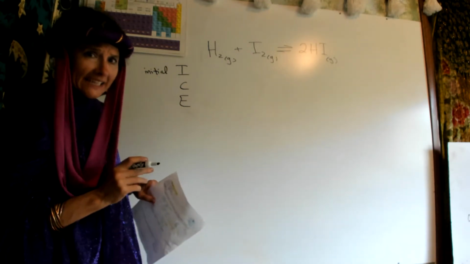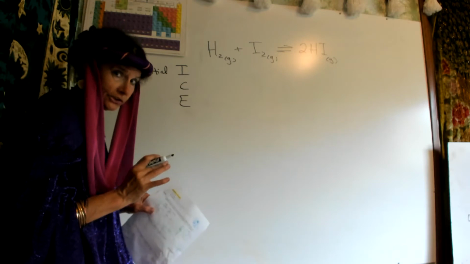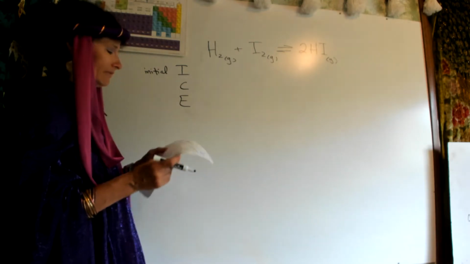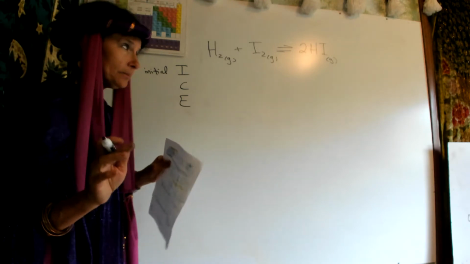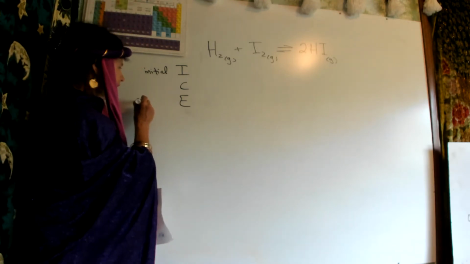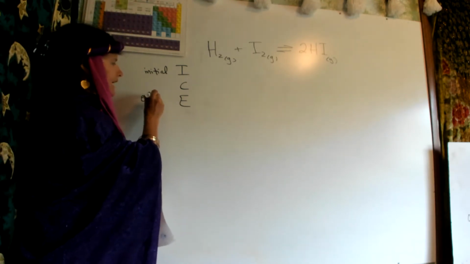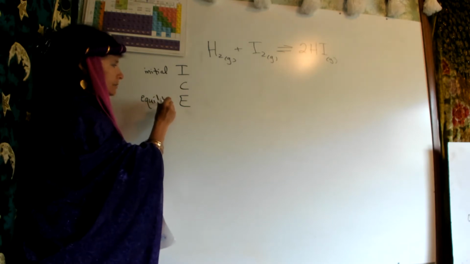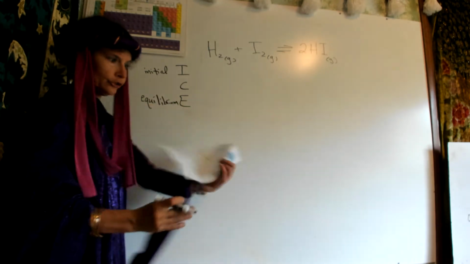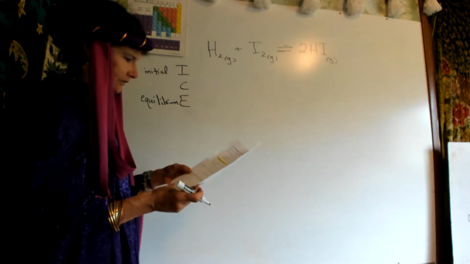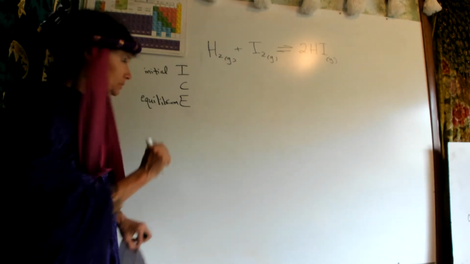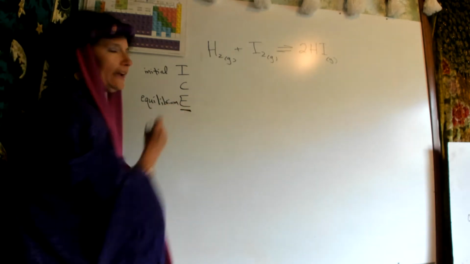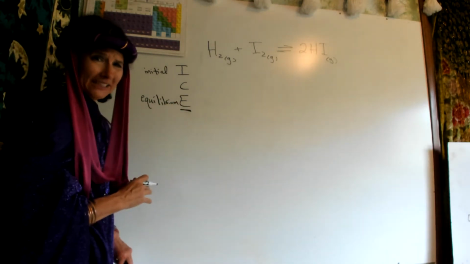So the I stands for initial. In the problem, it will tell you if something is at equilibrium, that's what the E stands for, equilibrium. If you go back to the previous page, question number 3, it said at equilibrium. The first two words will say at equilibrium. If you're at equilibrium, you don't have to do an ICE chart.